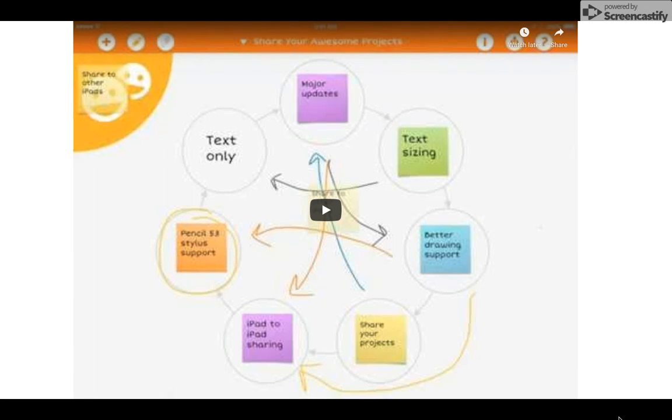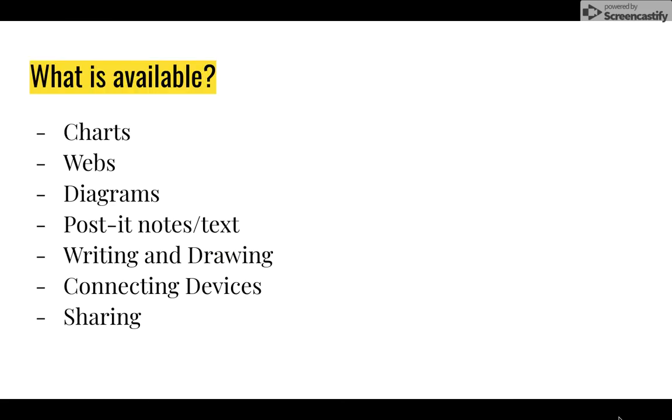It may seem overwhelming at first, but really there's just about 6 different buttons to make this application come to reality. So, what's available on iBrainstorm? First, there are charts, webs, and diagrams featuring 14 different templates. I tend to start with the very simple ones, Venn diagrams, concept webs, to help the students get acclimated with the program. Post-it notes and text are available so that students can type information right onto the application.